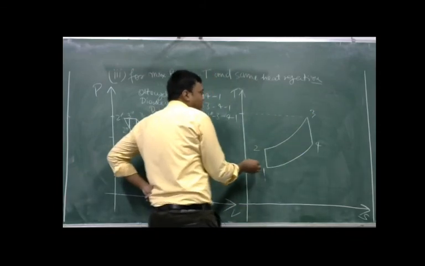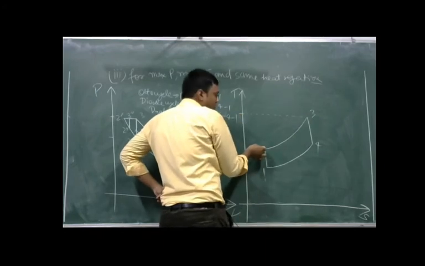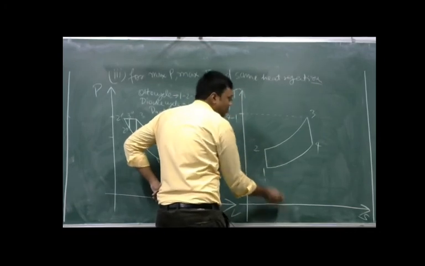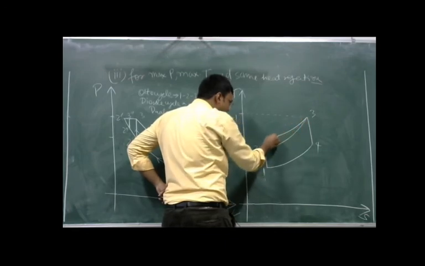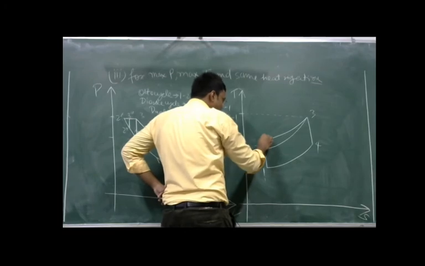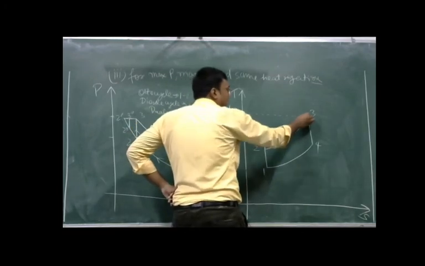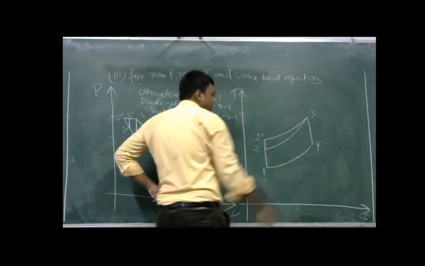For the diesel cycle, this heat addition slope should be less. Means we have to draw a curve as nearly parallel to the x-axis as possible. To make a lesser slope, you have to make a curve like this. So the curve is less for this one and the point is the same. So 1 2 dash 3 4 is the diesel cycle.